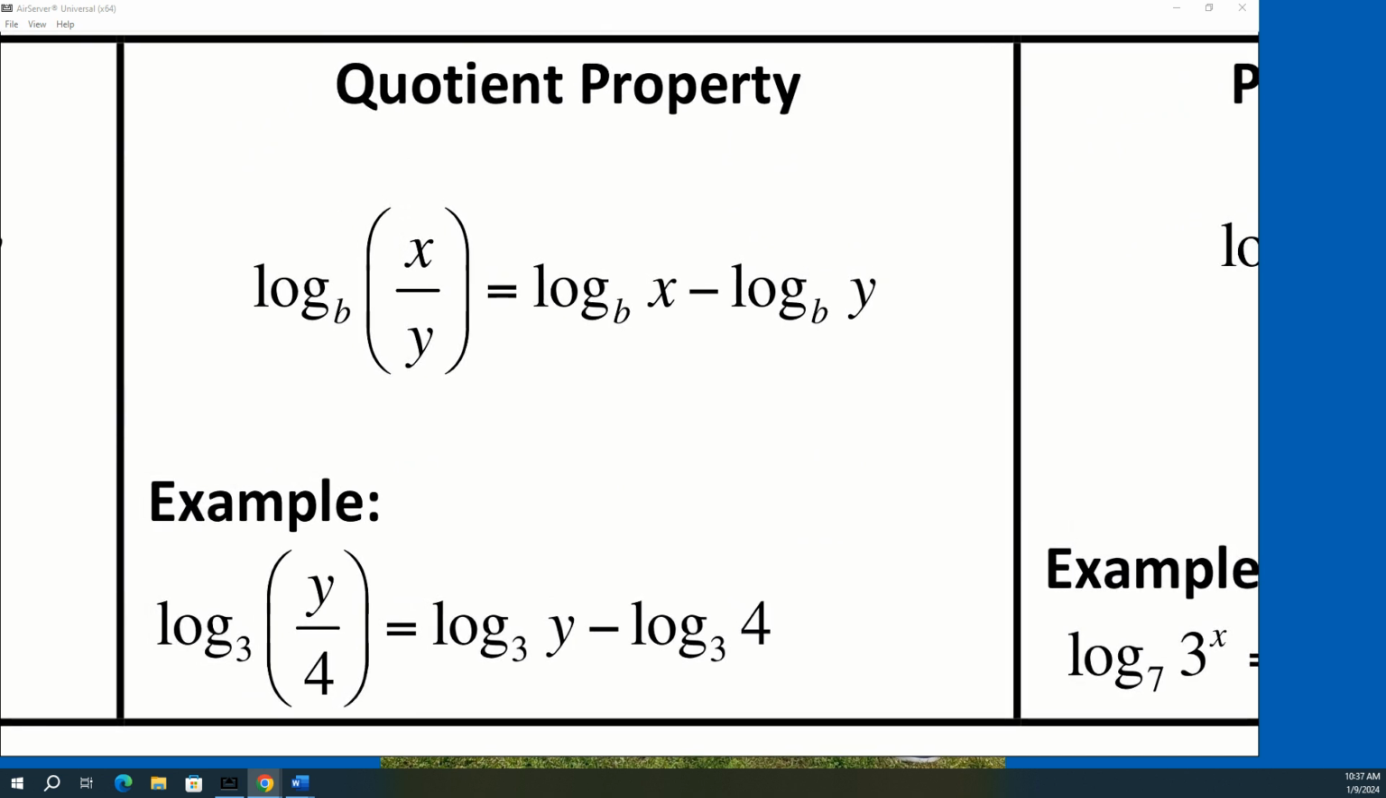And so with logarithms, if you have the logarithm of two items divided by each other, you're going to subtract the logarithm of each of those, just like that.